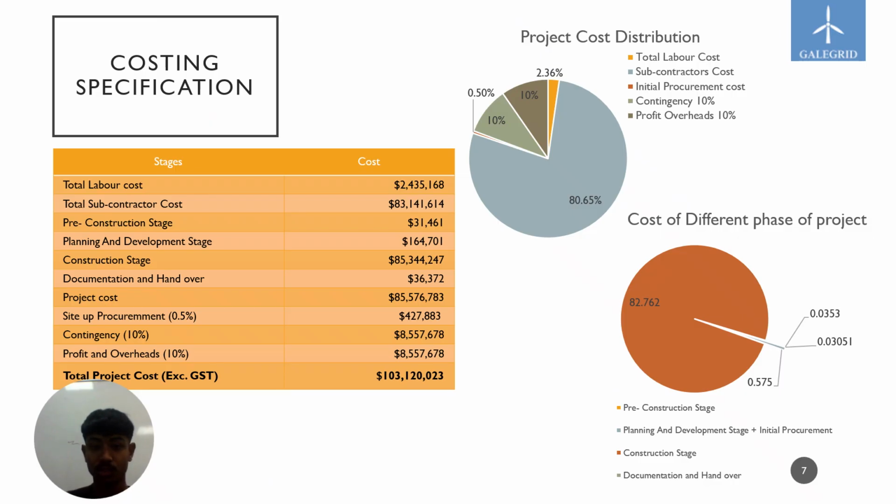The total project cost is $103.12 million excluding GST. Around 81% of this goes to subcontractors, while labor accounts for about 2.4%. We also include 10% contingency and 10% profit and overheads to manage inflation and project risks. As shown in the pie chart, the construction phase remains the most cost-intensive part of the project.